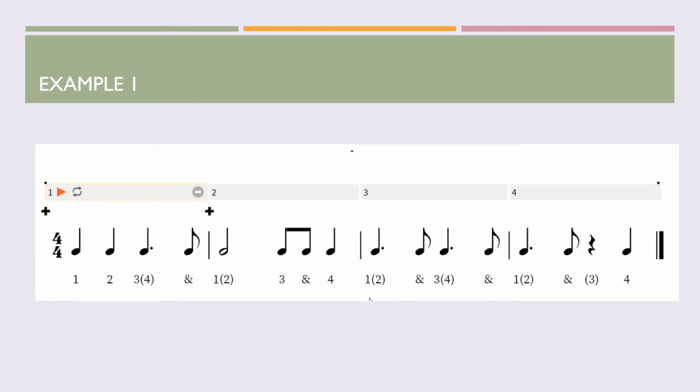Some of you are more familiar with the rhythmic syllables. Ta, ta, ta, ti. So let's try it on the rhythmic syllables. Ta, ta, ta, ti, ta, ti, ta. Ta, ti, ta, ti, ta, ti, ta.